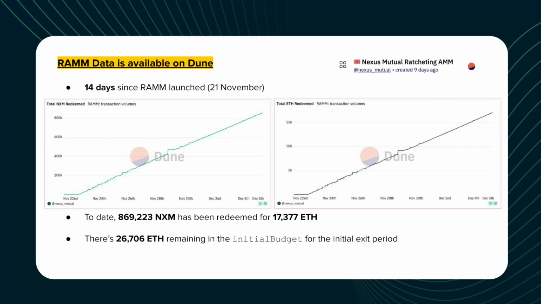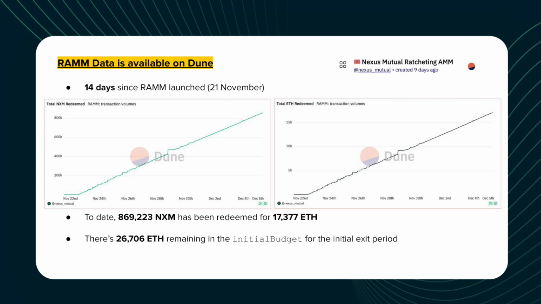If you're looking for updates on the RAM's performance, there are two really great Dune dashboards that people can check out to stay up to date. There is the Nexus Mutual Ratcheting AMM dashboard, which was created by the R&D team, and the NXM dashboard that was created by Richard Chen.